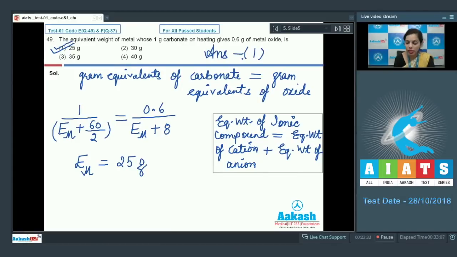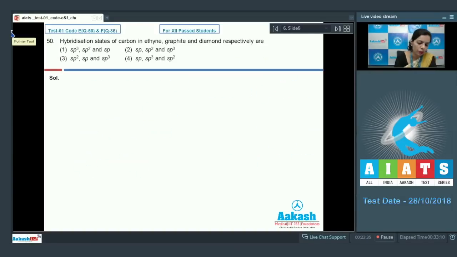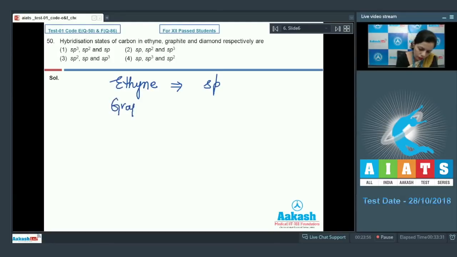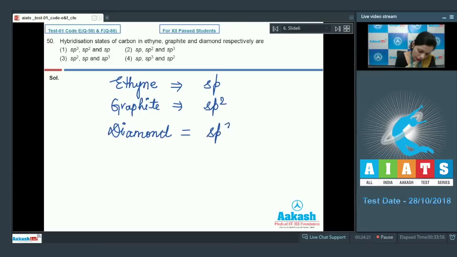After this, we have the next question, and that is question number 50. Hybridization states of carbon in ethine, graphite and diamond respectively are. In this simple question, we just have to find out the hybridization. If we talk about ethine, the hybridization is sp. Then for graphite, that's an allotrope of carbon, the hybridization is sp2. And then we have another allotrope of carbon, that is diamond, and its hybridization is sp3.